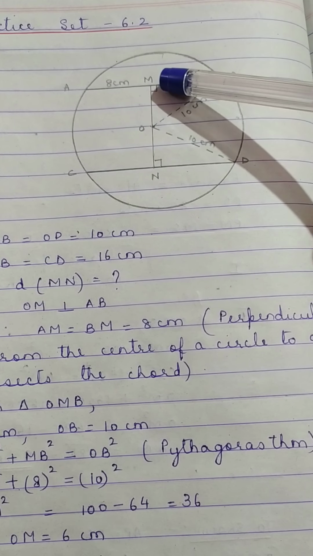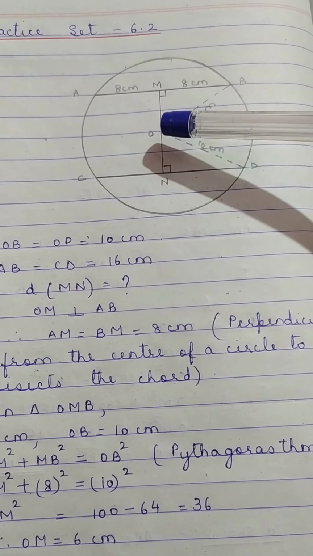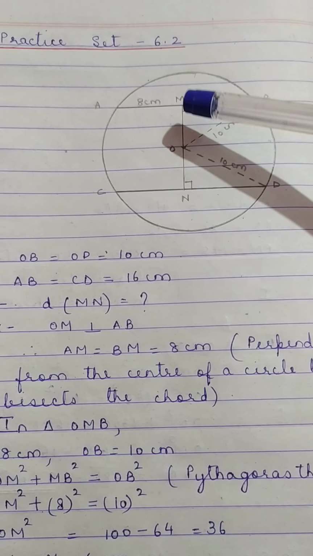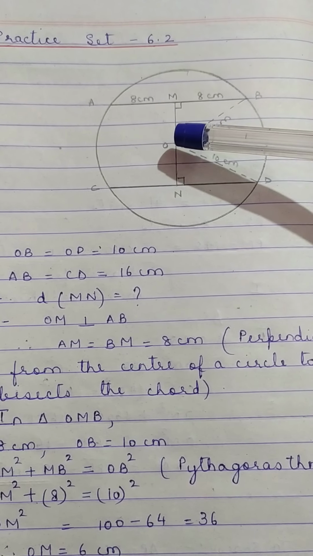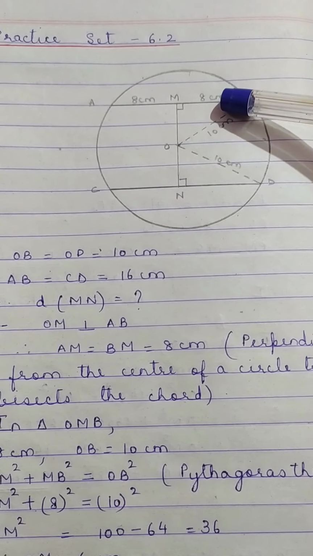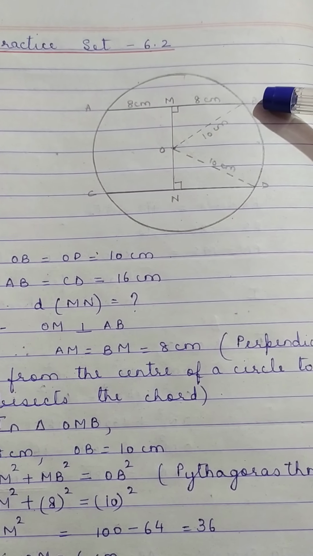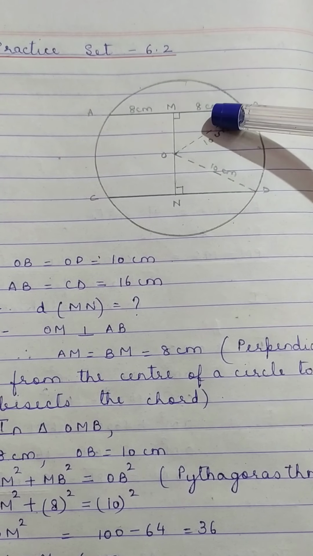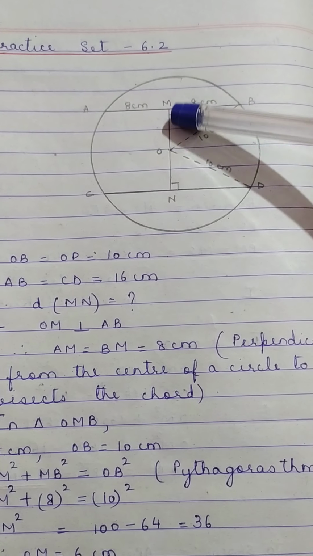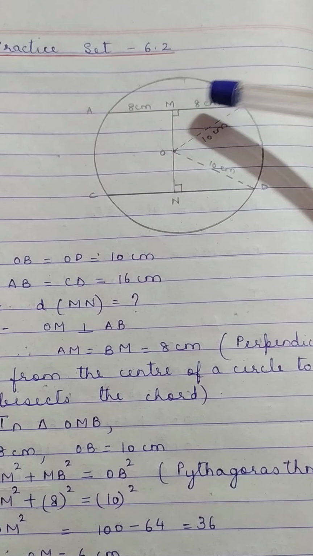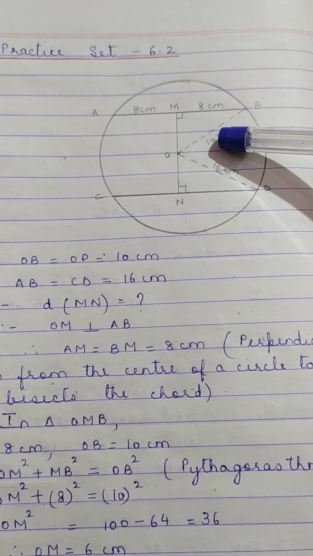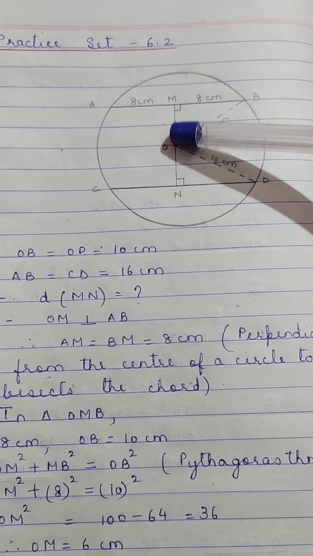Now OM and ON are the perpendiculars drawn from the center of the circle to the chord, and we know by the theorem that the perpendicular drawn from the center of a circle to a chord bisects it, and hence since AB is 16 centimeter, AM is equal to MB is equal to 8 centimeter each. Now if I were to consider this triangle OMB, I have MB is 8 centimeter, OB is 10 centimeter, I need to find out OM.